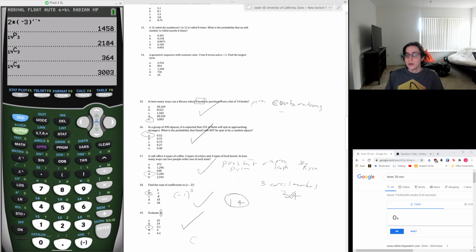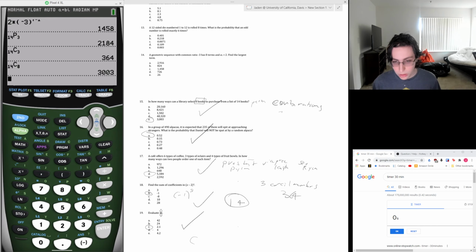Okay. Number 16. In a group of 490 alpacas, it is expected that 235 of them will be spat at by approaching strangers. What is the probability that Daniel will not be spat at by a random alpaca? This is a weird problem, but they're trying to get you to understand one simple thing. There's one thing that this is testing.